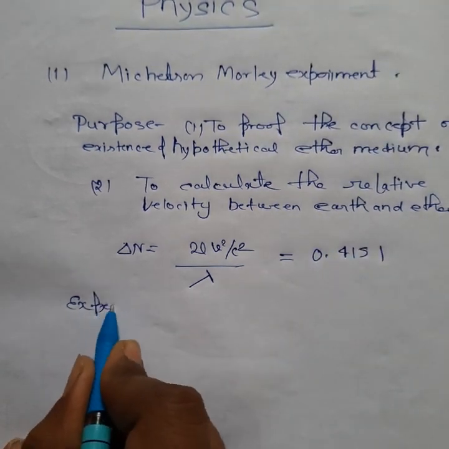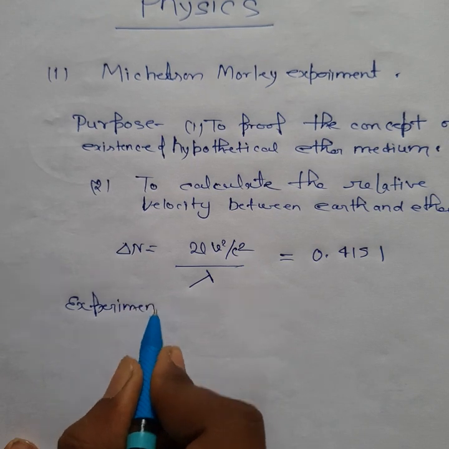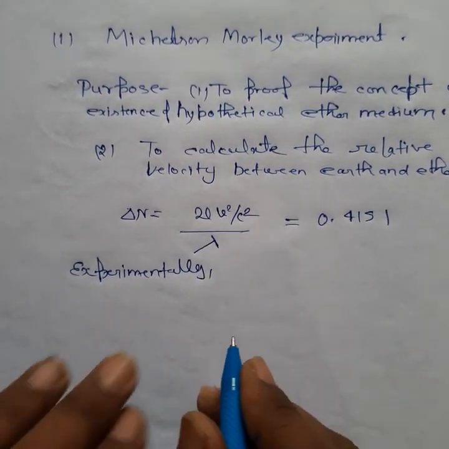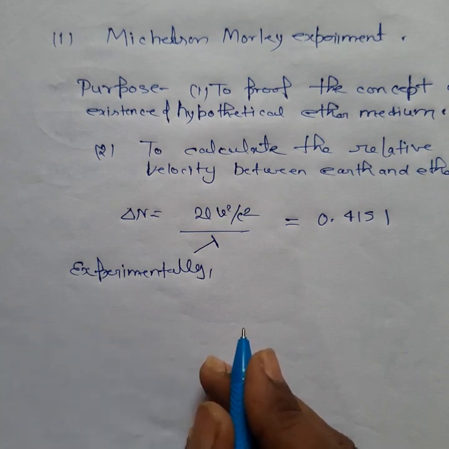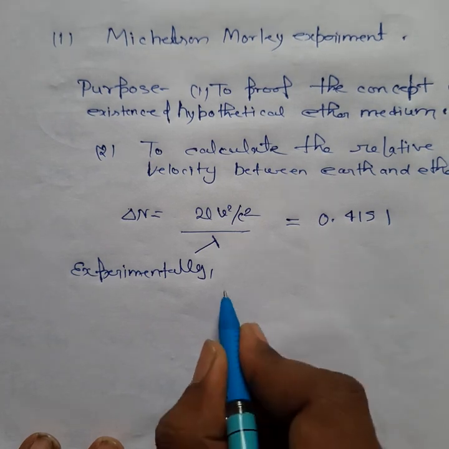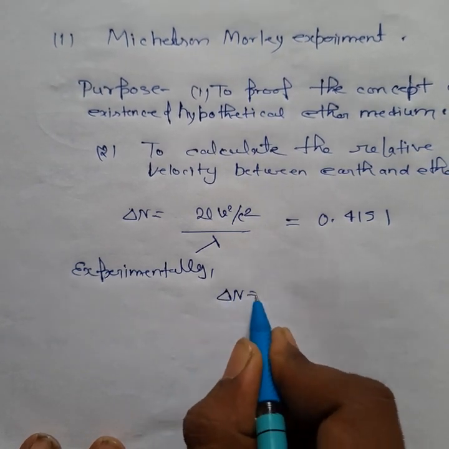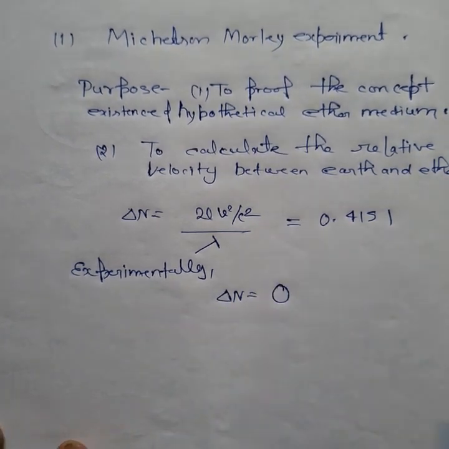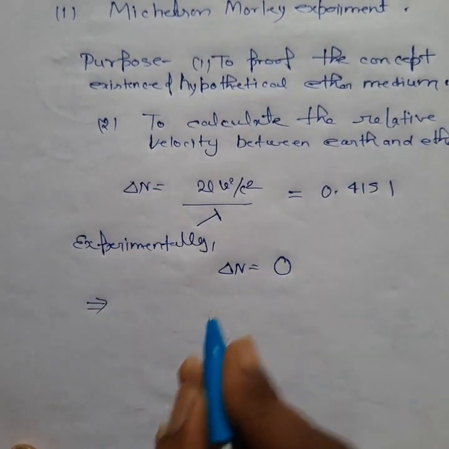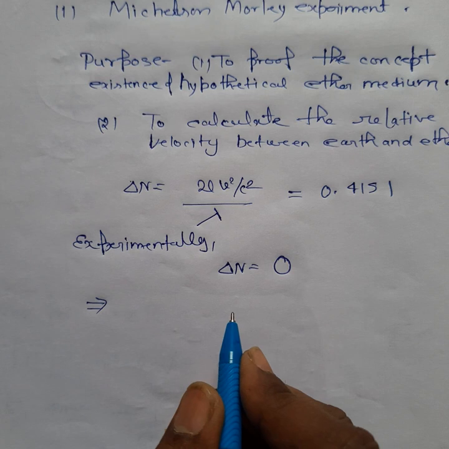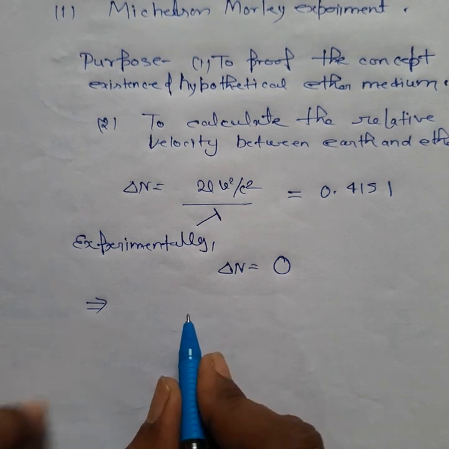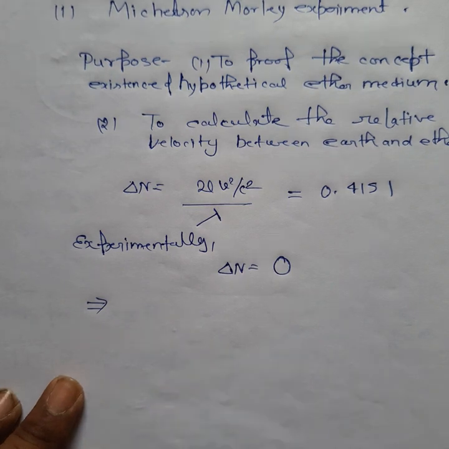But experimentally, Michelson and Morley did not observe any fringe shift at any time. So the fringe shift was 0. This 0 fringe shift implies that either the ether medium does not exist or the relative velocity between Earth and ether is 0.